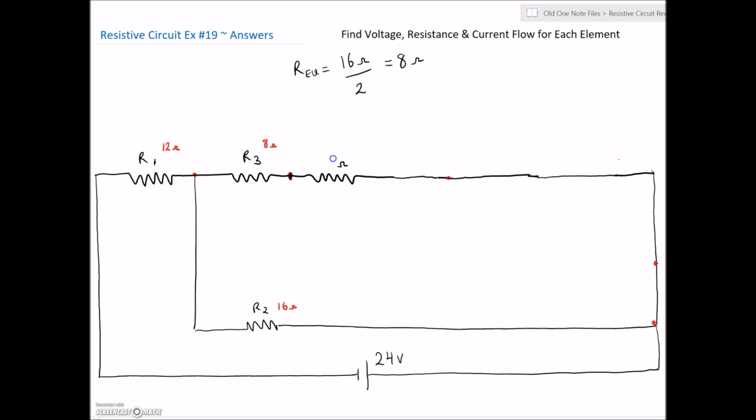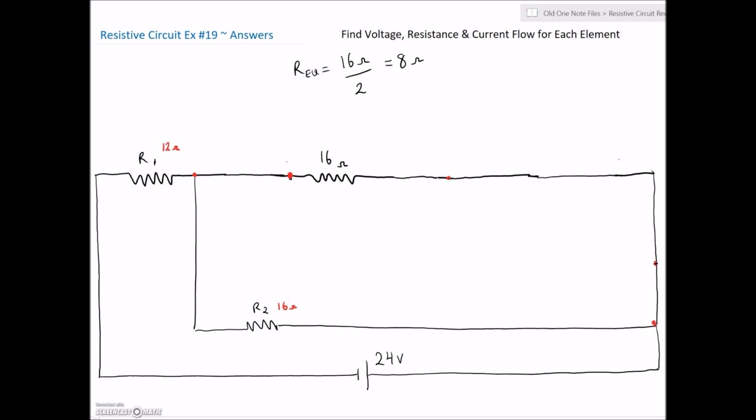Okay, and now we have an equivalent resistance of 8 ohms there. That guy is in series with the 8 ohms for R3. So we're going to eliminate R3 now. This guy is now 16 ohms.